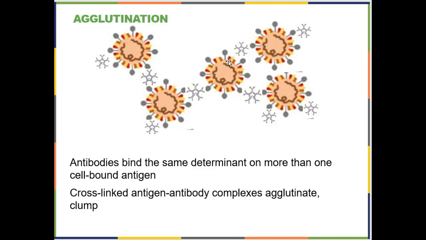This makes them less able to spread throughout the body, to spread the infection, and it also means that when macrophages come around, they're going to find clumps of pathogens instead of having to hunt down individual pathogens. So it makes phagocytosis much more efficient.